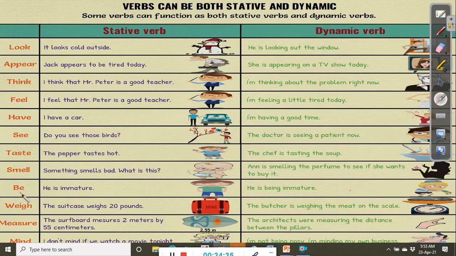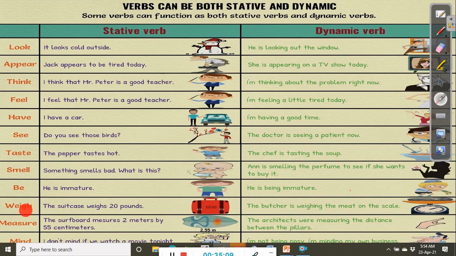Then another one is the verb be. He is immature. This is a verb of being, describing a state. He is immature refers to the state of immaturity. But when we say he is being immature, it means he's acting it, he's behaving that way. So in that sense, we are using it as a dynamic verb.